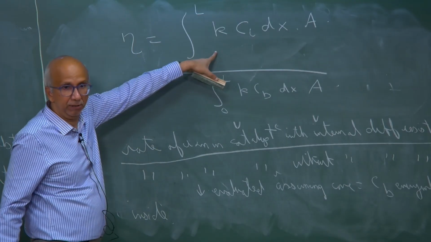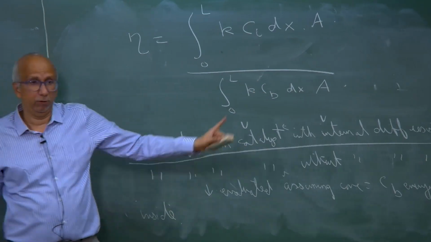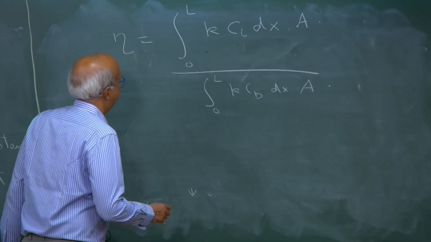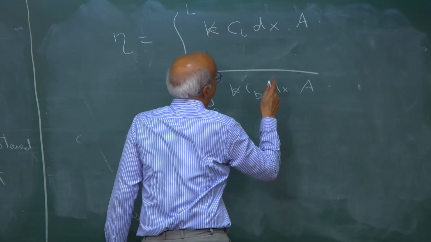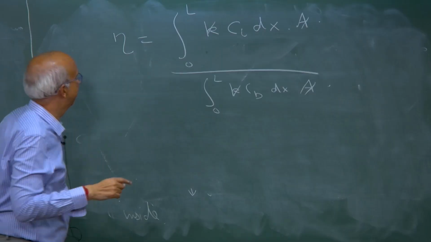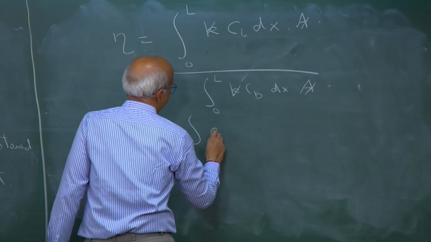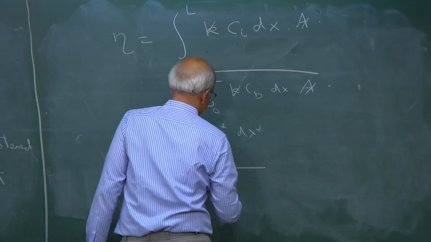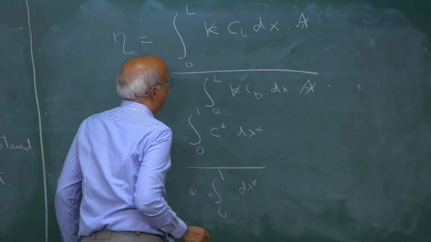So, this is the rate of reaction with the internal diffusion resistance, where this is the concentration which I got as a function of x. I have to substitute that here. The denominator is assuming uniform concentration. Look at it this way: C_i, k cancel, area cancels, and I want to convert this into dimensionless variables. So, I am going to call this integral C star dx star, which will go from 0 to 1.